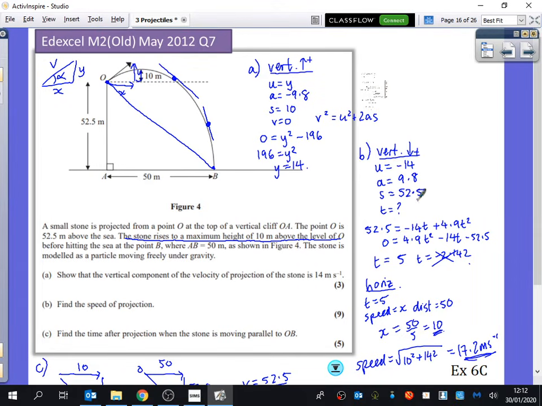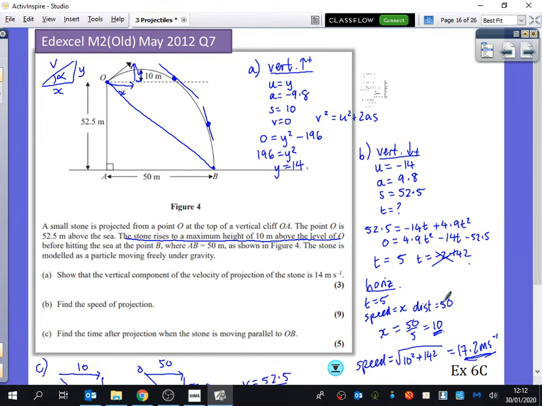So I do suvat up here to find out how long it takes to reach the ground. Notice how these are my positive values because it's going downwards, and that u is negative because it's going upwards. That's the u that we found earlier on. And that told me it was 5 seconds. Obviously, I'm not going to have a negative time here.